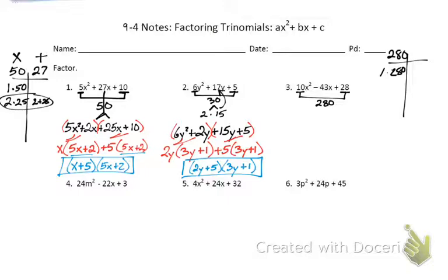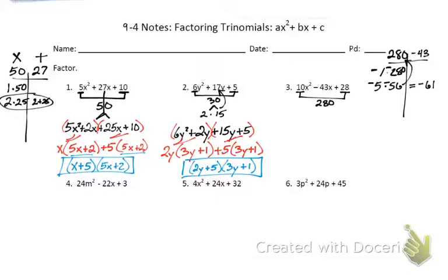So let's check. I'm going to do 280 divided by, I don't know, let's try 5. And we've got 5 and 56. Now, another thing I'm going to notice right away is that since I need these to add to be negative 43, I'm going to need both these numbers to be negative. Negative 5 times negative 56 will multiply to make positive 280, but it'll add to make negative 61, so that's not quite it. So let's keep trying.